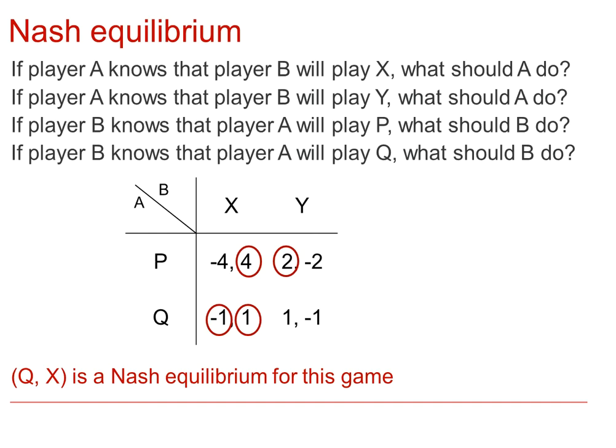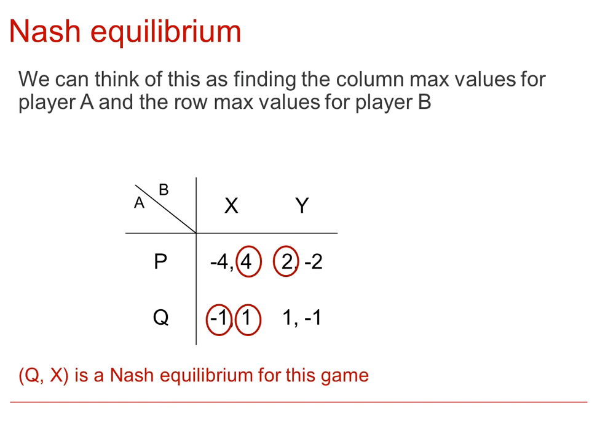Now sometimes this is called the prisoner's dilemma, which we'll look at in the next video. And we can think of this as finding the column maximum values for A and the row maximum values for B.